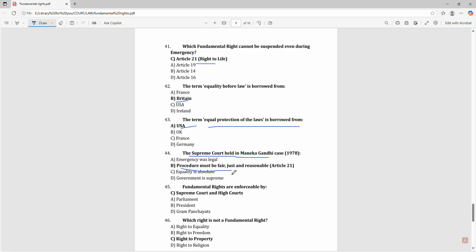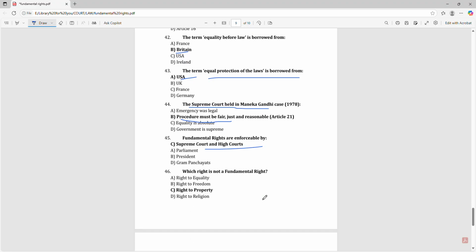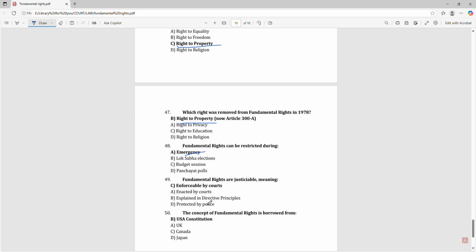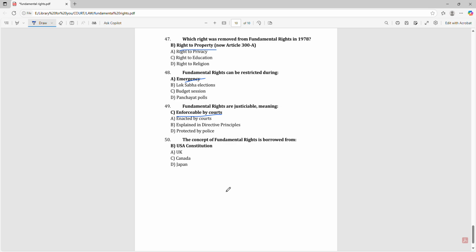Fundamental rights are enforceable by the Supreme Court and the High Courts. Which right is not a fundamental right? Right to property. Which right was removed from the fundamental rights in 1978? Right to property. Fundamental rights can be restricted during emergency. Fundamental rights are justiciable, meaning enforceable by the courts. The concept of fundamental rights is borrowed from the USA Constitution.